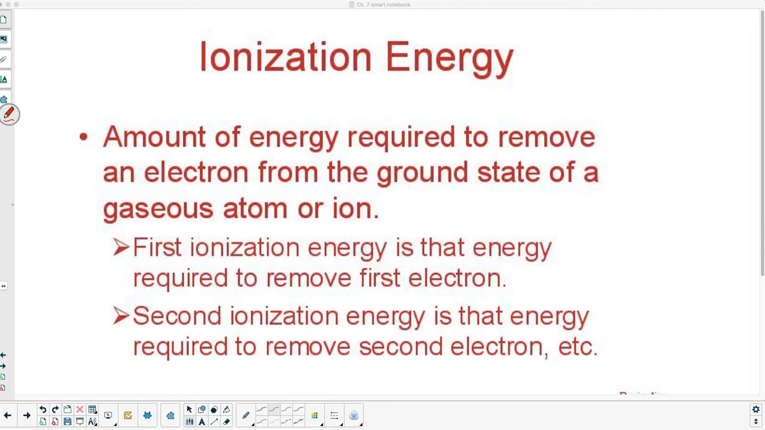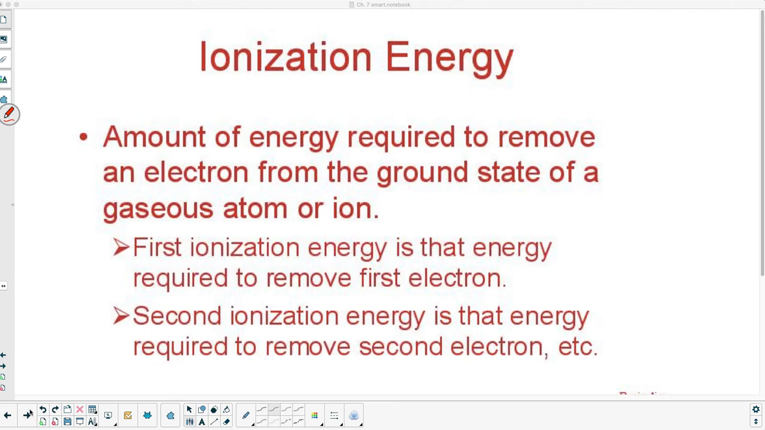First ionization energy is the energy required to remove the first electron outside. Not the one closest to the nucleus, but the one furthest outside. Second ionization energy would be the next furthest outside one removed, and so on. Typically we only worry about the first ionization energy because that tells us a lot, but sometimes we get into the second and third, and I'll explain why we would do that.